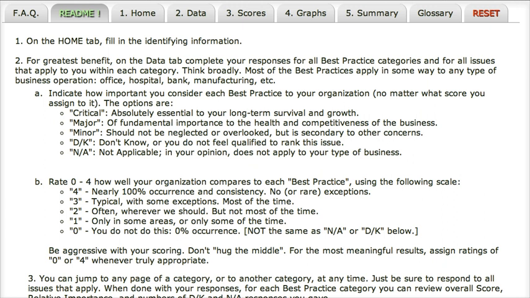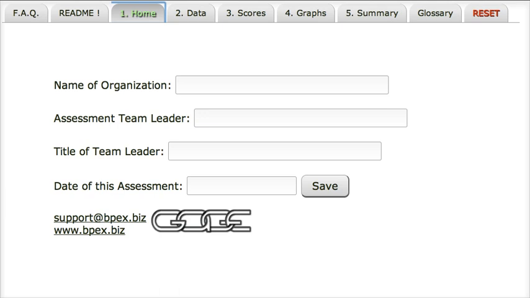Here we see the home screen, where basic information about the organization is captured. Remember, all data is stored only on the main user's local machine and browser, not on remote servers.